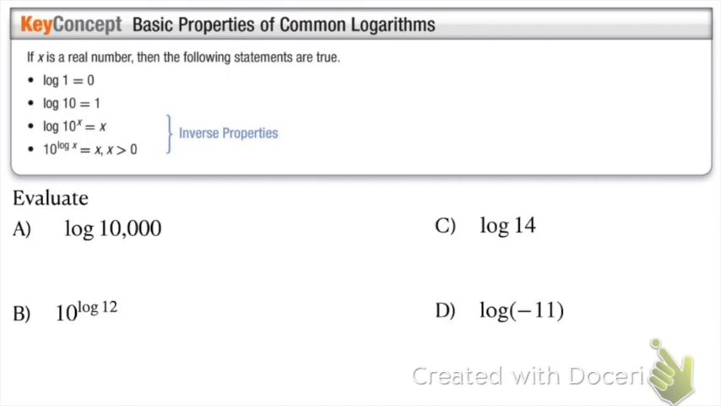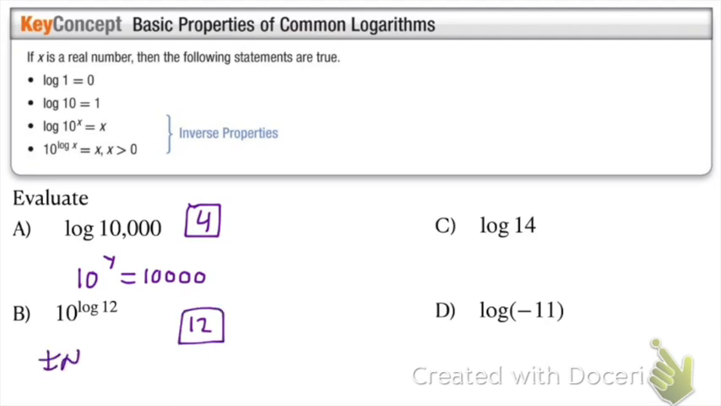So we have log of 10,000. Again, we can look at 10 raised to some power being 10,000. Since we have 4 zeros, 10 raised to the 4th power is 10,000. For b, we have 10 to the log of 12. Remember that log 12 is the same as log base 10 of 12, and all we get back is the 12 because of our inverse property.